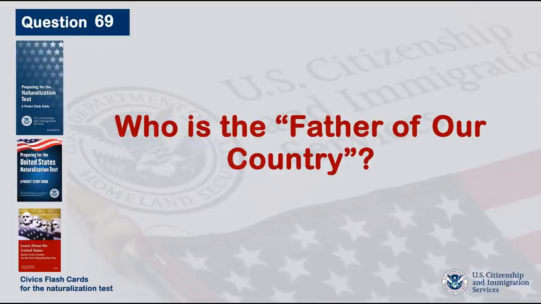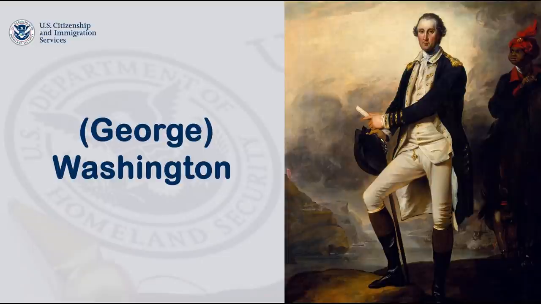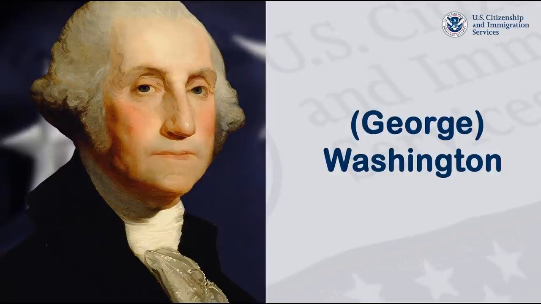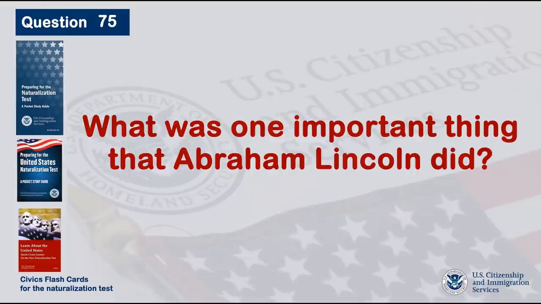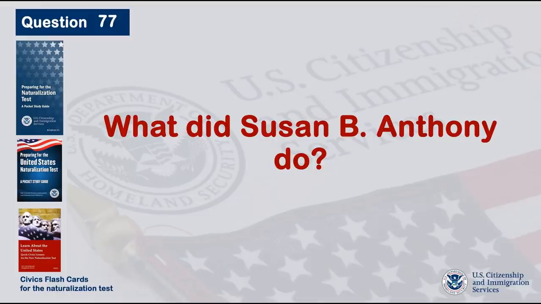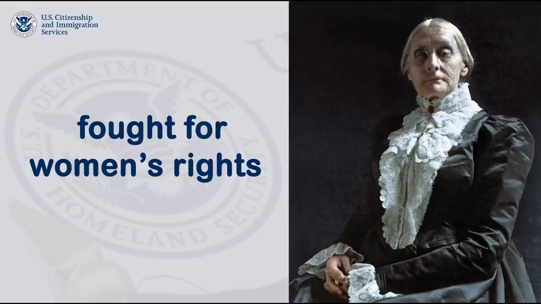Who is the father of our country? George Washington. Who was the first president? George Washington. What was one important thing that Abraham Lincoln did? Freed the slaves. What did Susan B. Anthony do? Fought for women's rights.